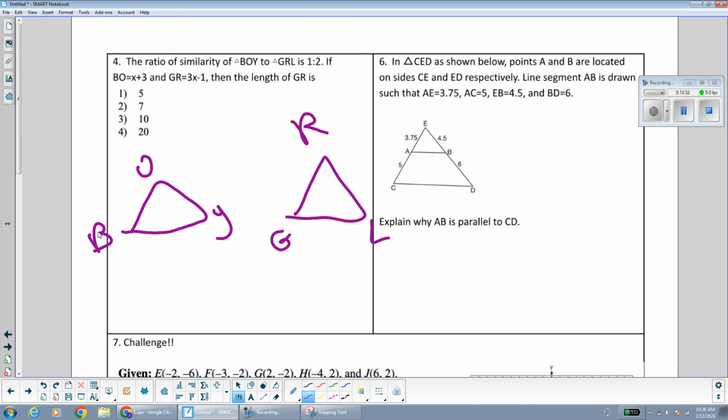So BO is x plus 3. GR is 3x minus 1. And we need to find the length of GR. So this is the one I'm looking for.